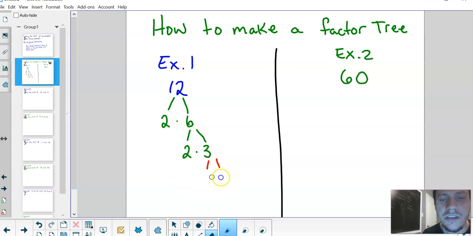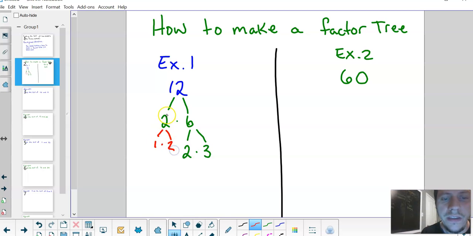So let me show you something cool. You might have heard of these special types of numbers out there. They're called prime numbers. Right before you get to 1 times 2, this number right here, this is a prime number. And when you build your factor trees, you get to stop whenever you get to a prime number. So we got a prime number here, we got a prime number here, and we got a prime number here.